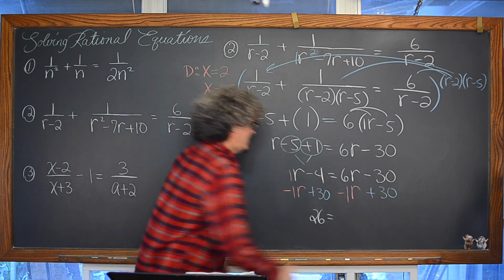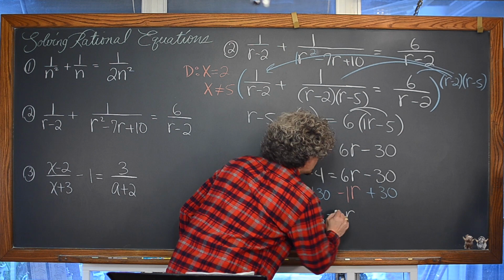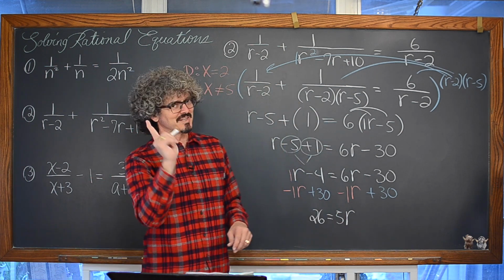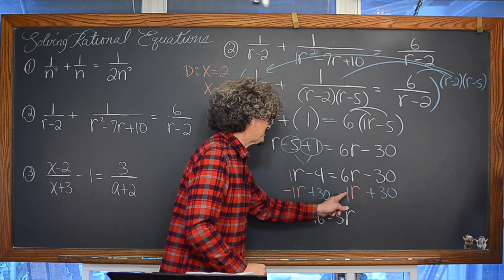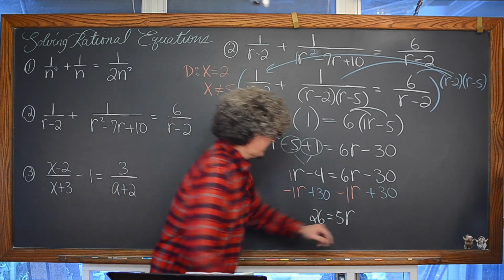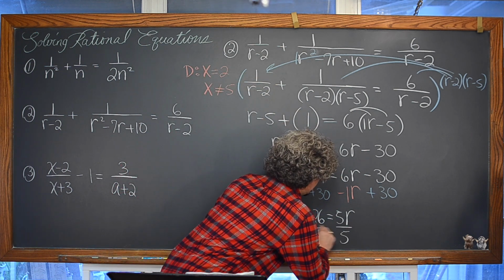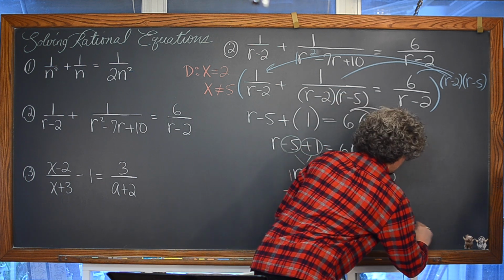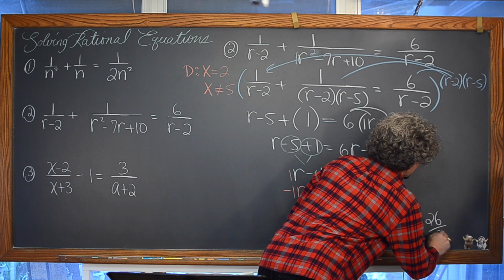We've got our 5r. We're going to undo that multiplication of 5 from the 6 minus 1 by dividing. So we're going to divide both sides by 5. And we get r is equal to 26 over 5.